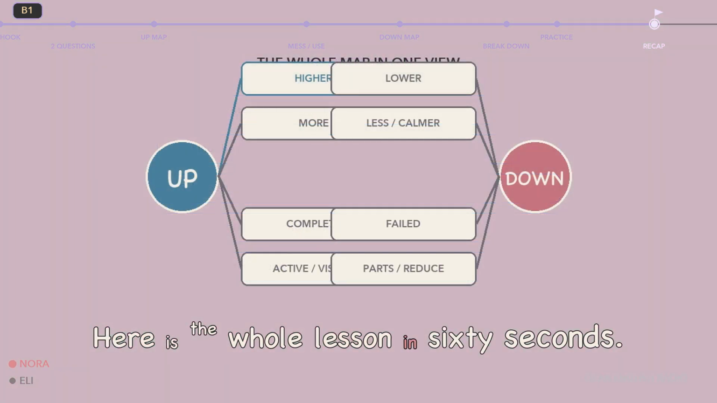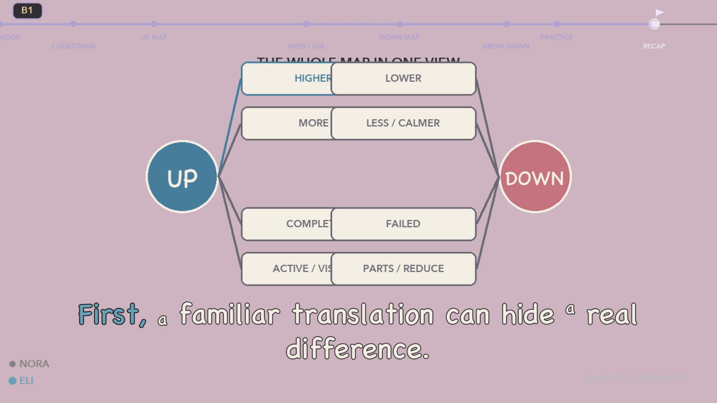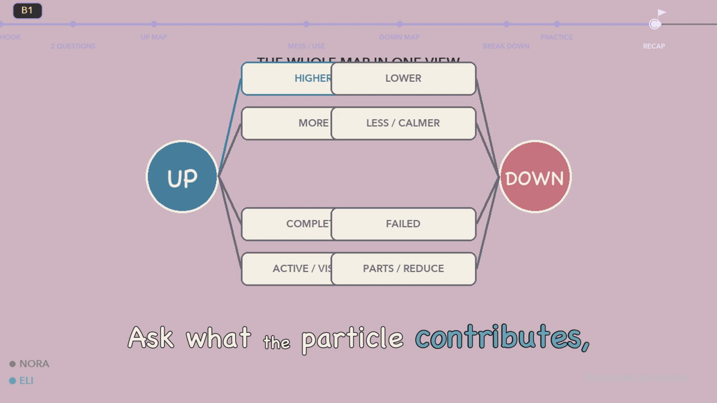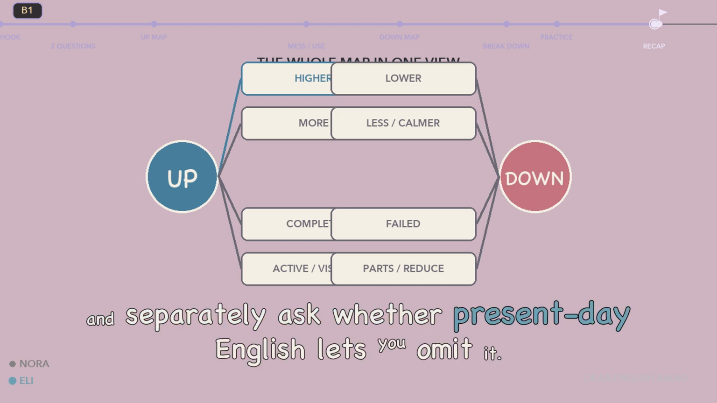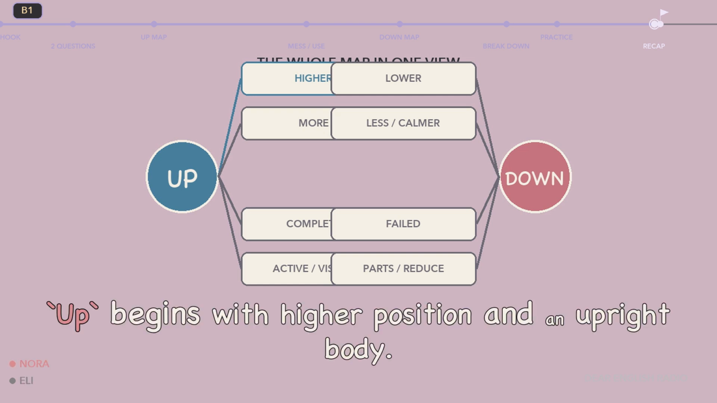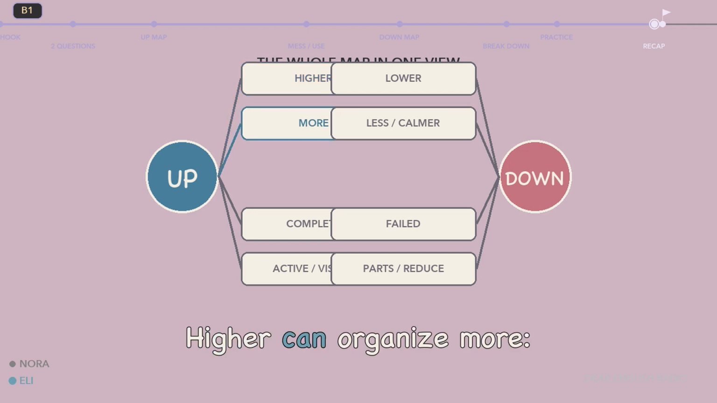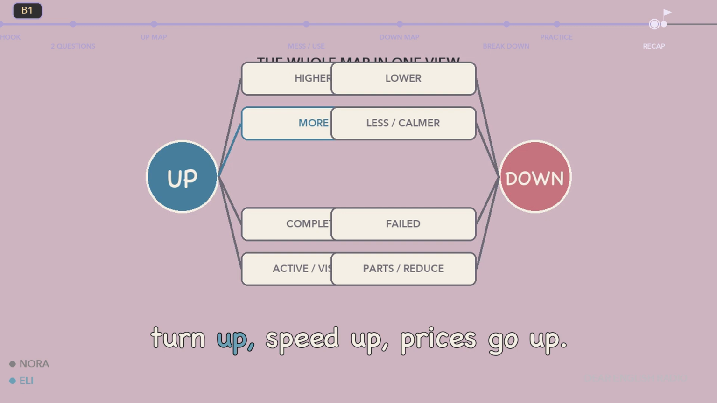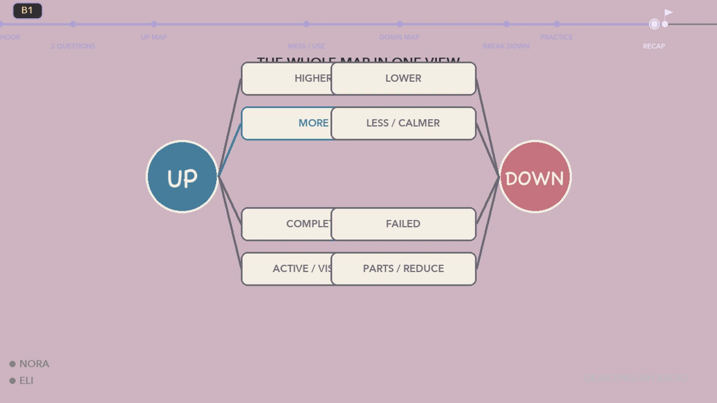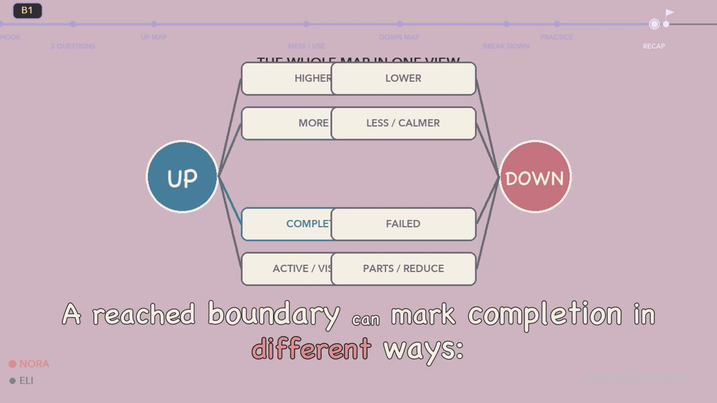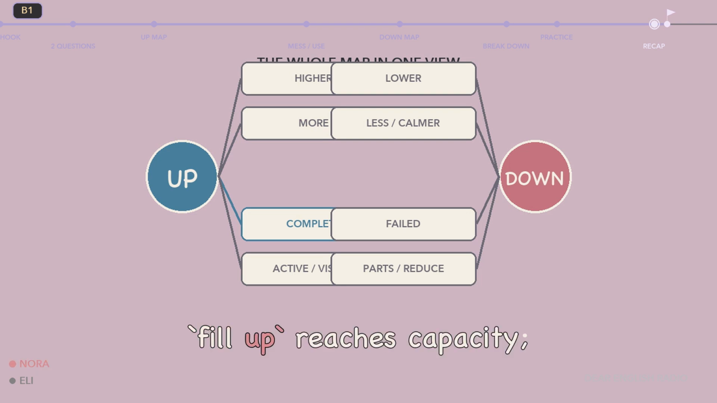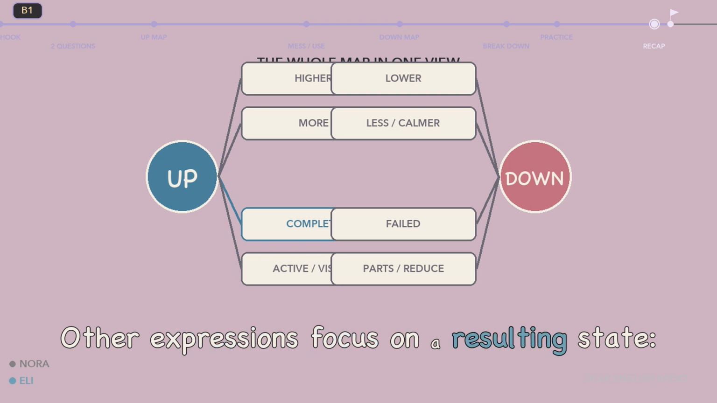Here is the whole lesson in 60 seconds. First, a familiar translation can hide a real difference. Ask what the particle contributes, and separately ask whether present-day English lets you omit it. Up begins with higher position and an upright body. Higher can organize more. Turn up, speed up, prices go up. A reached boundary can mark completion in different ways. Fill up, reaches capacity, use up, exhausts a supply. Other expressions focus on a resulting state.